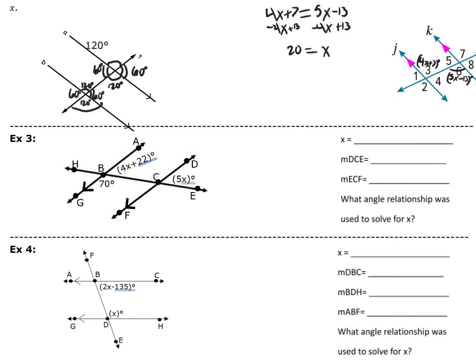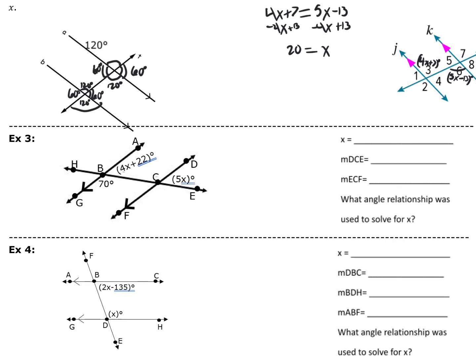Moving on here. All right. So the first thing we're going to do here is look for x. I know that 4x plus 22 is equal to 5x because those are corresponding angles. If I subtract 4x from both sides, I get 22 is equal to x. So x is 22. Now it's looking for the measure of angle DCE.